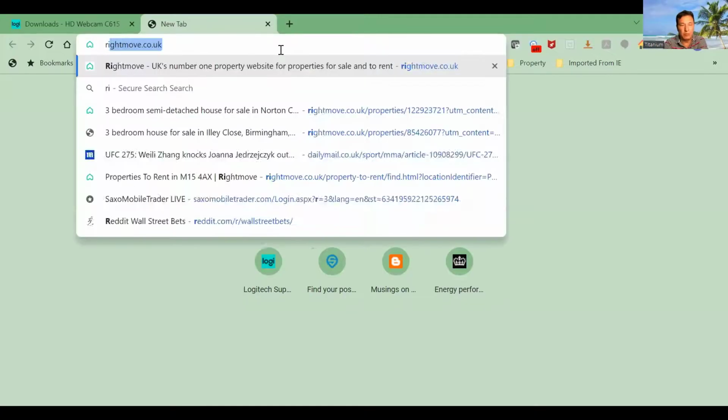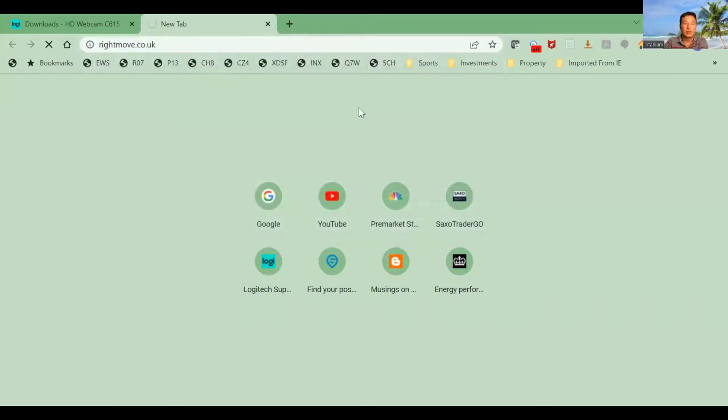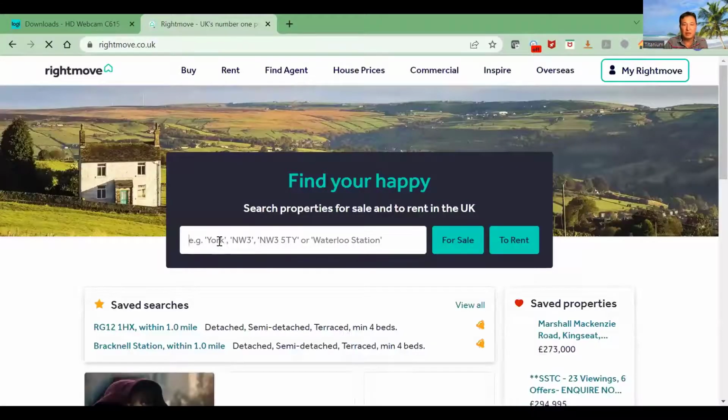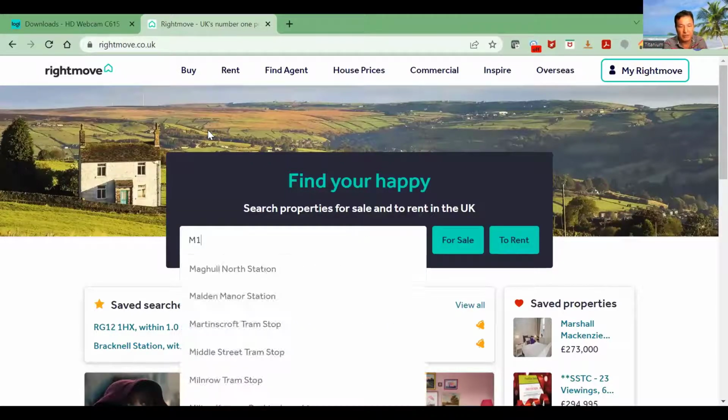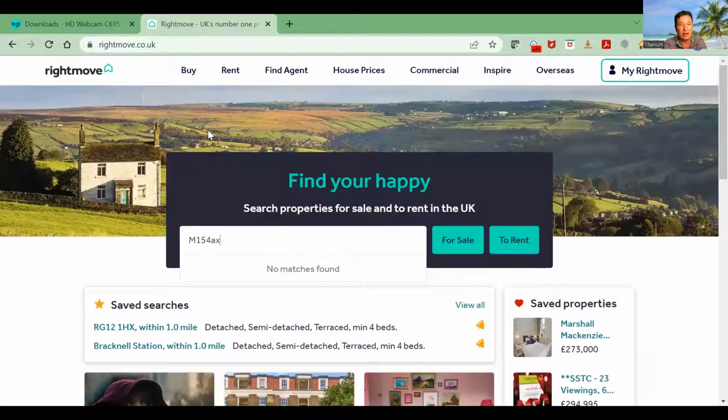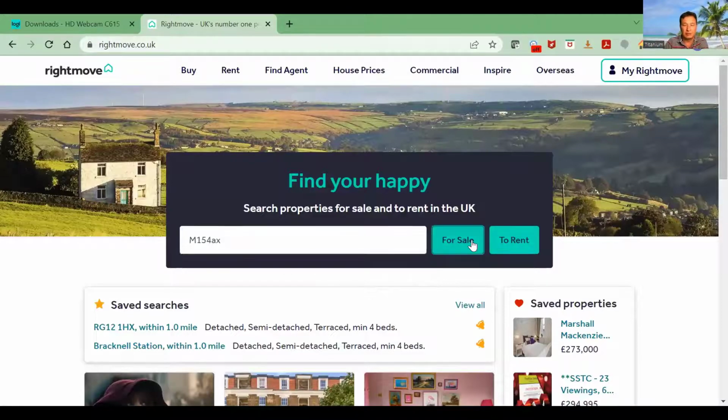Okay, so you go to Rightmove. Remember the postcode. Every country has their own property guru: Rightmove, Zoopla, Zillow in the US. M15 4AX. Okay, for sale.